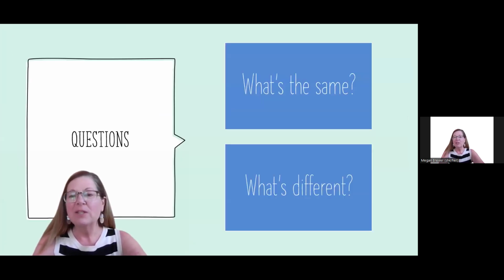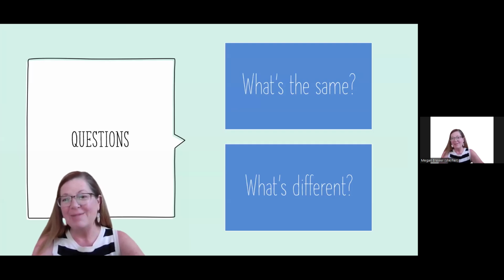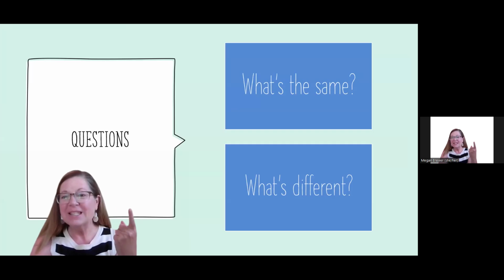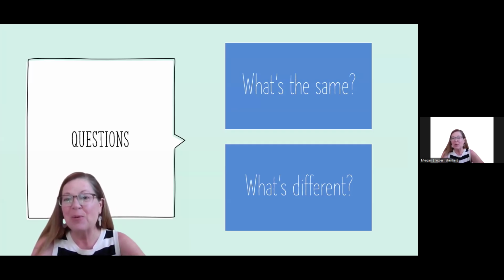The questions are always going to stay the same. The questions are really simple, and they're in the name, same and different. What's the same and what's different? That's all we're asking, but they're so open-ended. They're really amazing. The first couple examples I'm going to show you right now really don't have anything to do with math.